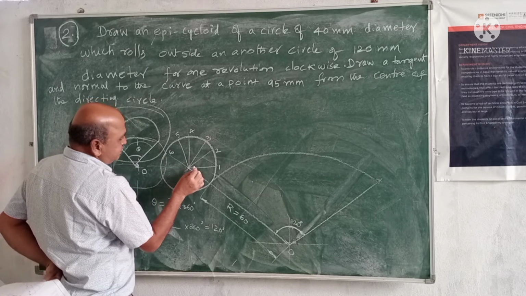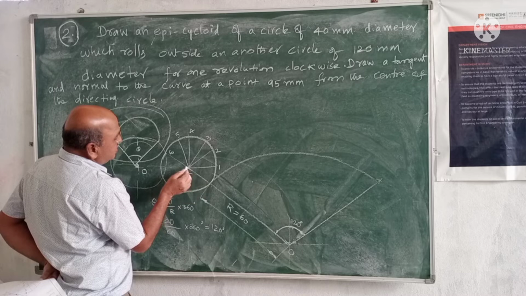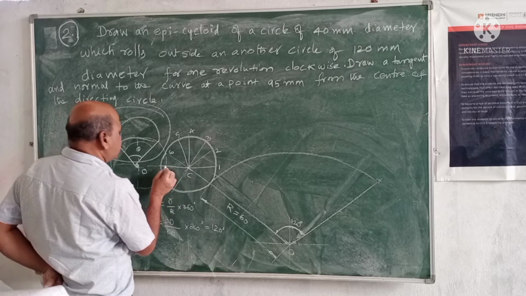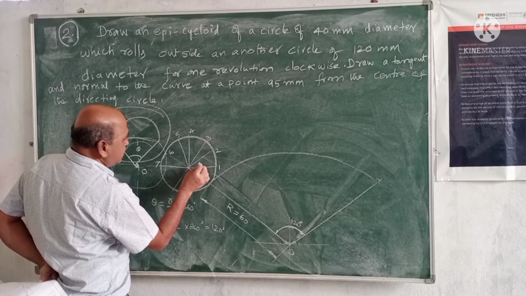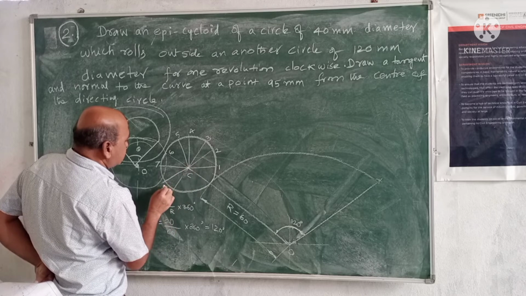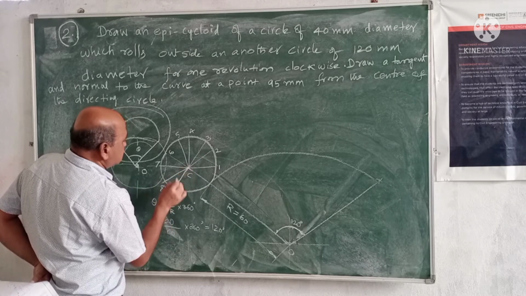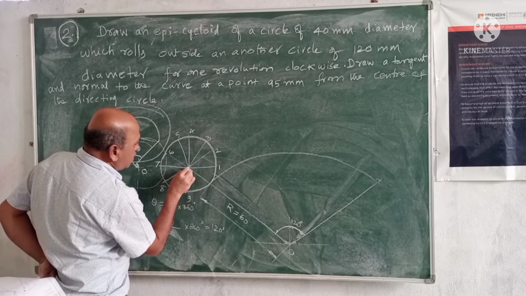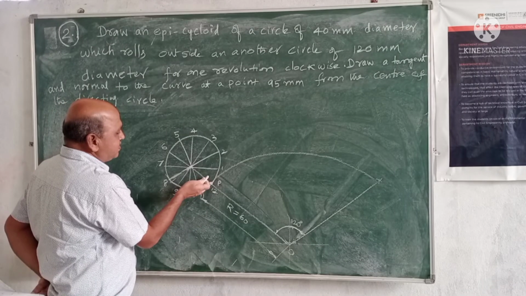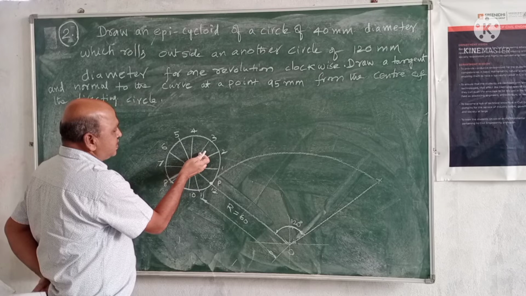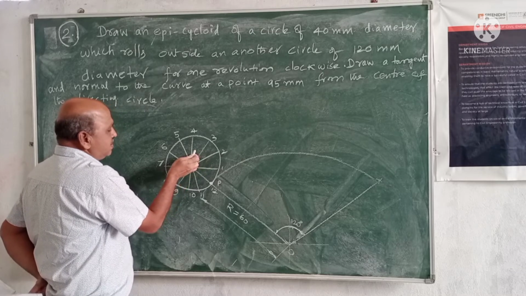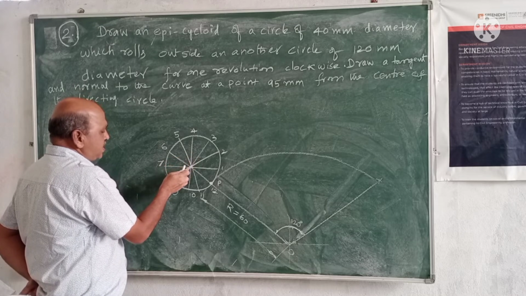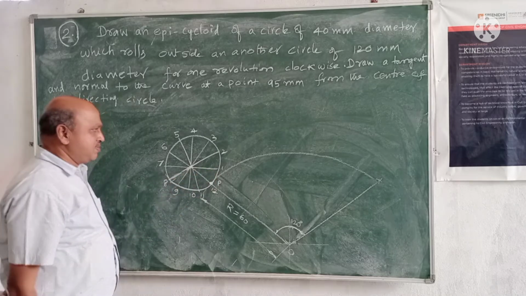Then extend it. And then this is 6. This is 7. Then 8. Then 9, 10. Now you just see, for every 30 degrees. This is 30 degrees, 30 degrees, 30 degrees, 90, this quarter. Then 120, 150, 180, 270. Likewise, we just make it 12 divisions.